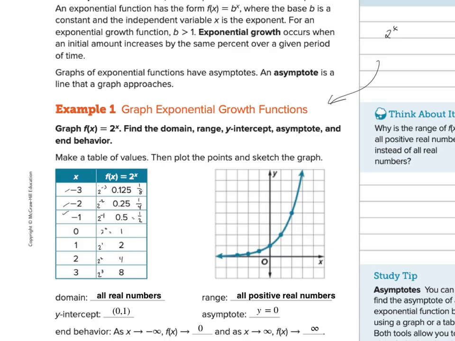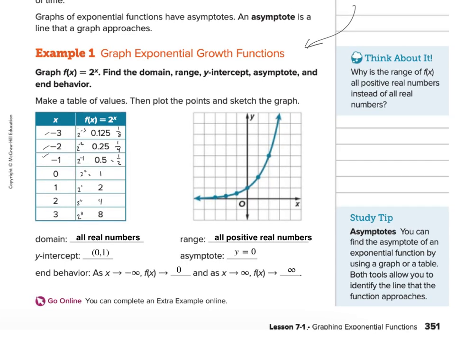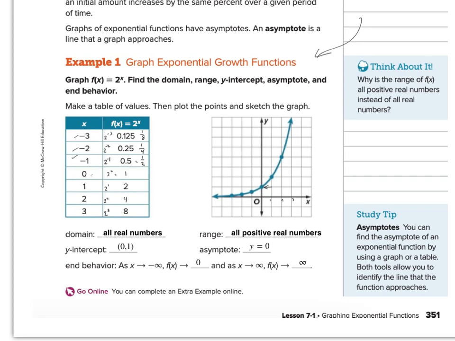And as we graph those points, my y-intercept is going to be where x equals 0. That's my y-intercept, so the y-intercept is going to be 1, or the point is (0, 1). And just looking as I graph, x is 1, x is 2, x is 3, and being able to visually see what is going on. The thing that we approach is the asymptote.